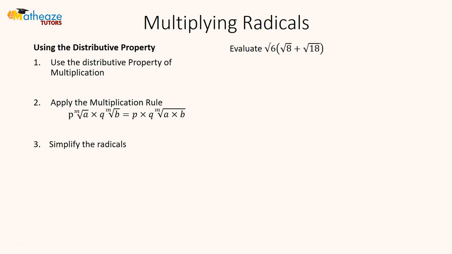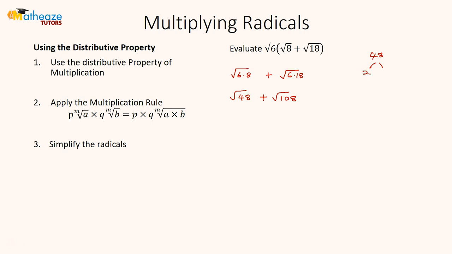Going to apply the same method, and it looks like in this case the term we're going to distribute into the parentheses is also a radical. So for this method, we're going to distribute first and simplify later. So this is going to be square root of 6 times 8 plus square root of 6 times 18. So this is square root of 48 plus square root of 108. Let's simplify.